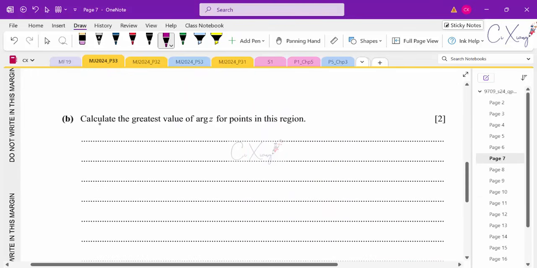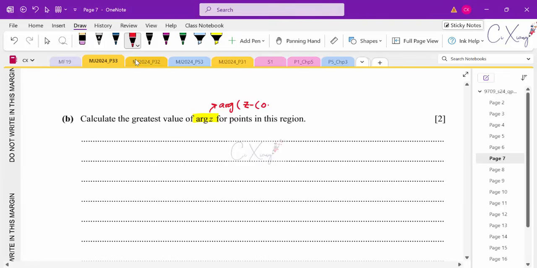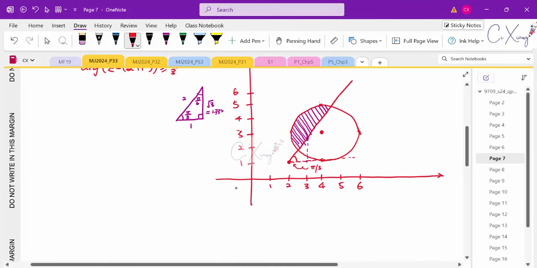Okay, so for part B, they want you to calculate the greatest value of argument z for the points in this region. Okay, argument z. So argument z means that you have to measure the angle from the point 0, 0, because it is z minus 0 plus 0i. So to measure the argument, you need to make 0, 0 as a reference point. So let's have a look here. This is 0, 0. So I make this as a reference point. And then on the right hand side of 0, 0, I start to measure the angle.